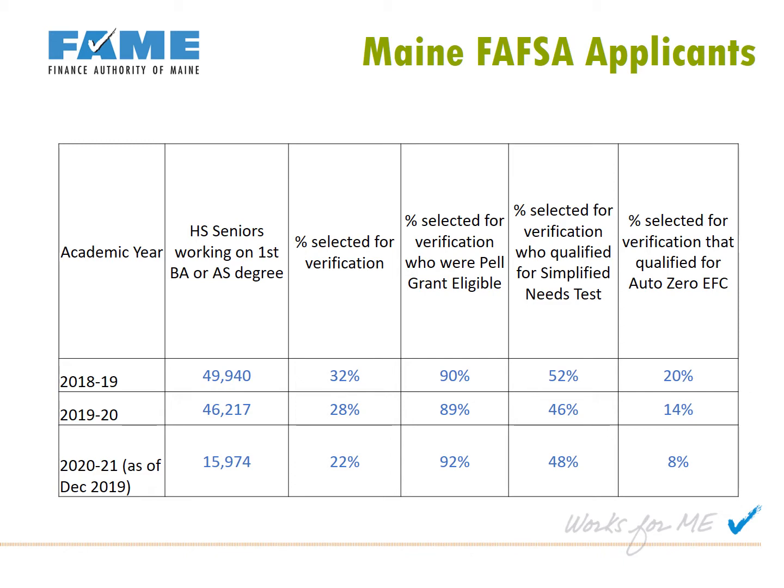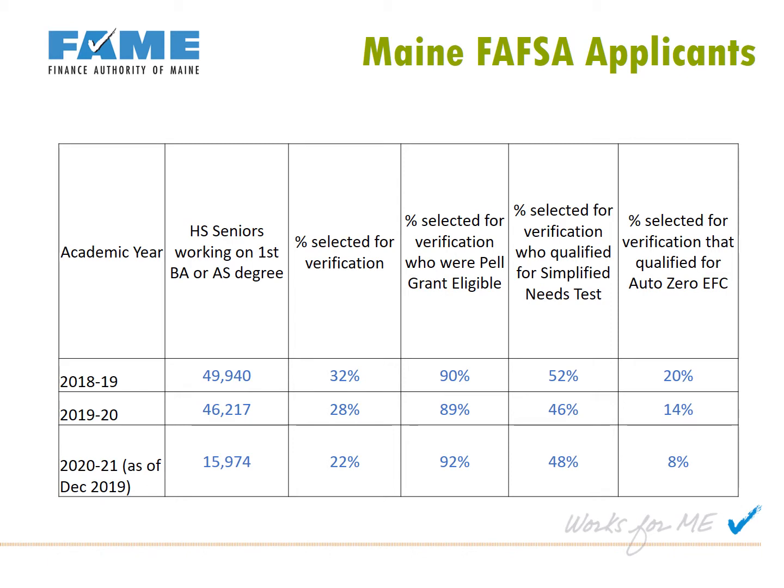So we generally watch high school seniors working on their first bachelor or associate's degree. That's our population. We generally keep an eye on it to see if something weird is happening. I look back at the last 3 years just to see what it's looked like. As you can see in the second column, the number of students who have filed a FAFSA has decreased. That's not necessarily unusual for us because Maine has a declining population.